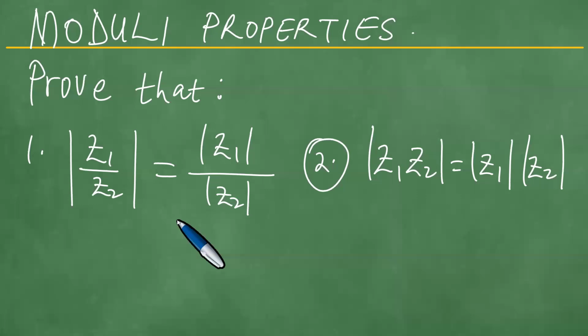Right, we are looking at what we call the moduli properties. These moduli properties are very important properties that we need to learn, and they actually need to be proven. So the question is, here we're saying the modulus of a quotient is the quotient of the moduli. The modulus of a product is the product of the moduli. How do we actually prove this? And we proceed to demonstrate a proof of this as follows.